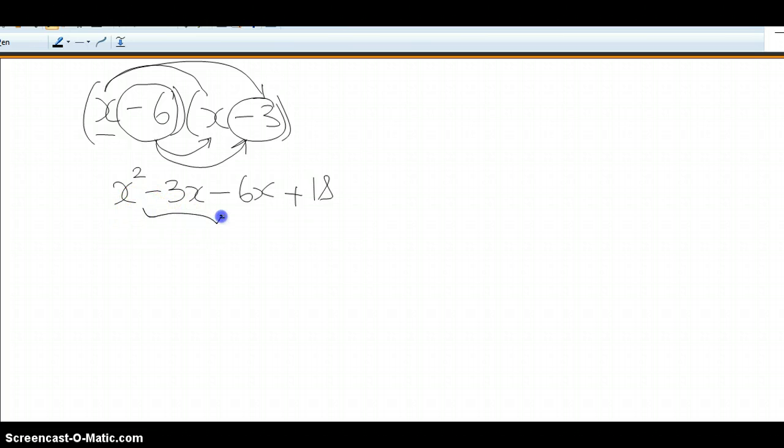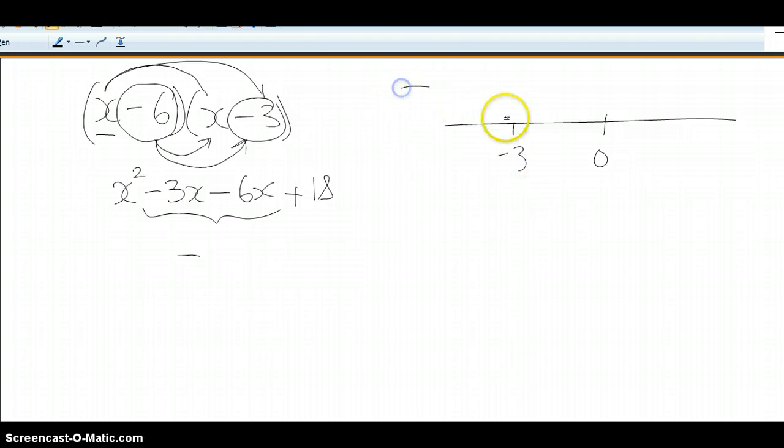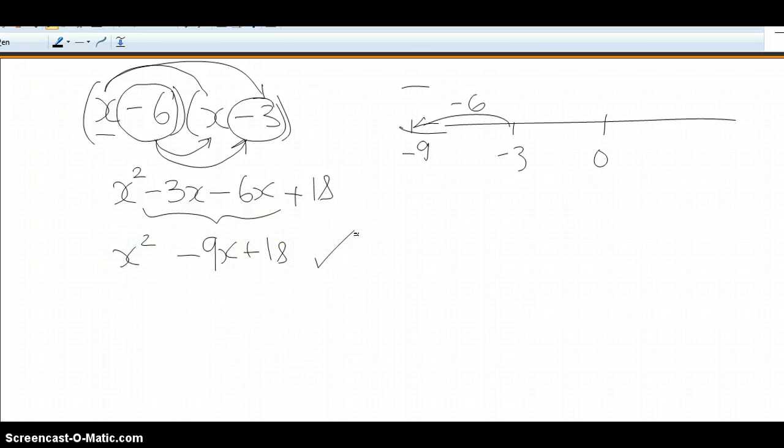These are both similar terms. Minus 3 of them, minus another 6 of them. Becomes minus 3 minus 6. Number line, here's 0, here's minus 3. If I minus, I always move to the left. So minus another 6 becomes minus 9. There's my answer.